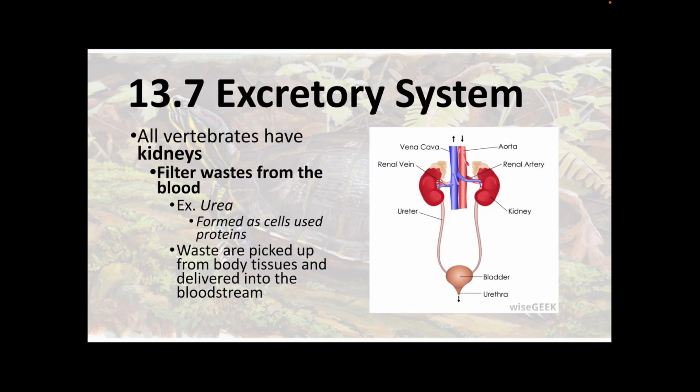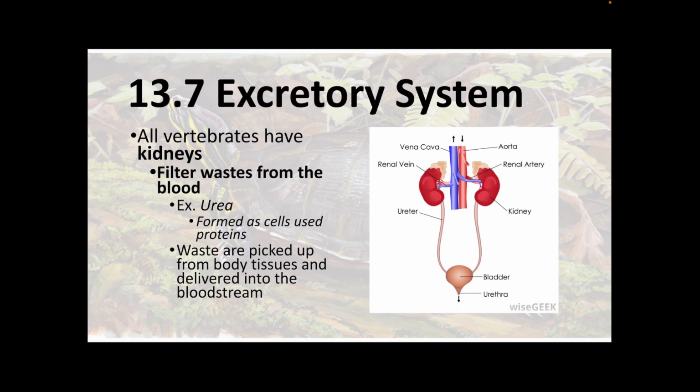Okay, the excretory system is basically how you get rid of certain wastes. So all vertebrates have an organ called the kidneys, as well as you do. You have two of them, but you can survive off of one. Kidneys are important because they filter wastes that are in the blood. One of the wastes is urea, which is basically collected from cells that use up protein.